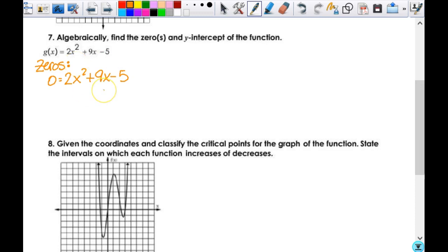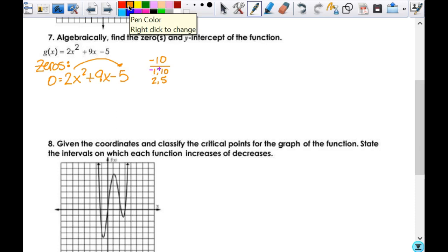So in order to factor this, I'm going to multiply this 2 times negative 5. That gives me a negative 10. So I need the factors of negative 10, which could be 1 and 10, could be 2 and 5, and that's kind of it. And I need those two. The signs are going to be different because it's negative. I need them to give me a positive 9, which means that this is going to be a positive 10 and a negative 1 that I am using.